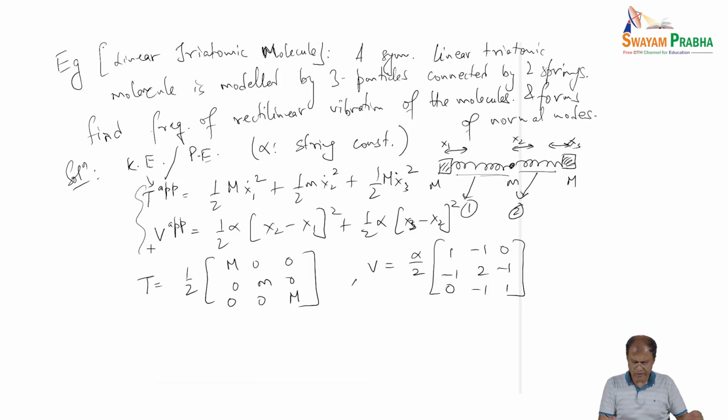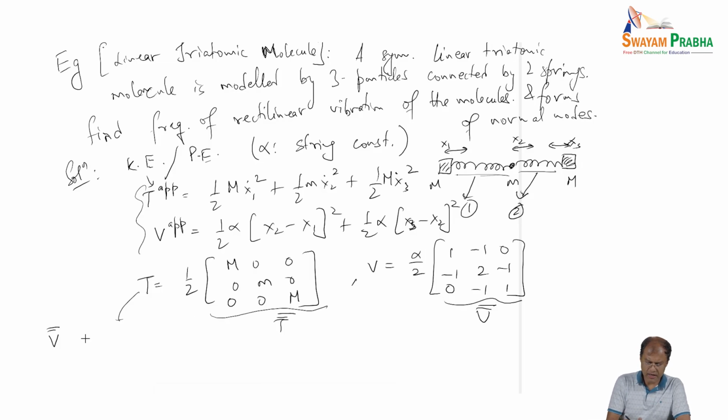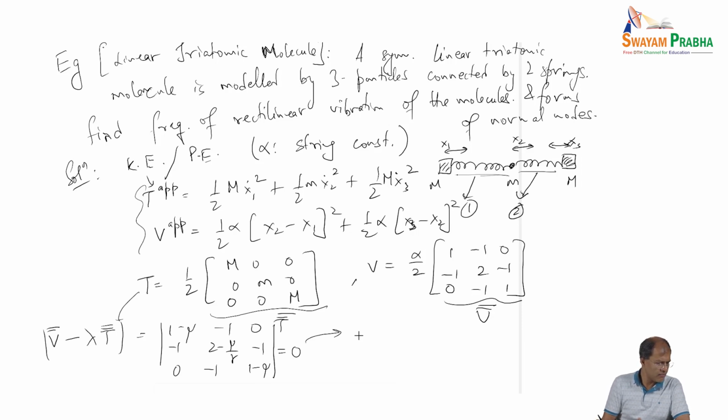So now we can quickly set up our eigenvalue equation. This is our T double bar and this is our V double bar. So the determinant of V minus lambda T is of this form: 1 minus mu, minus 1, 0; minus 1, 2 minus mu by gamma, minus 1; 0, minus 1, 1 minus mu. So this is equal to 0 and we can solve for these eigenvalues.